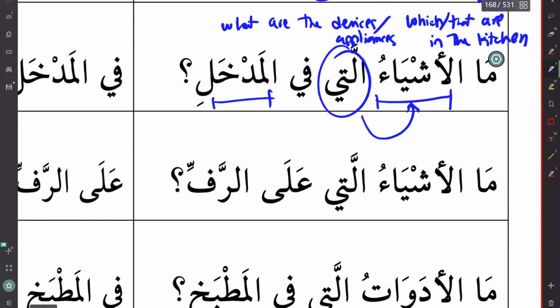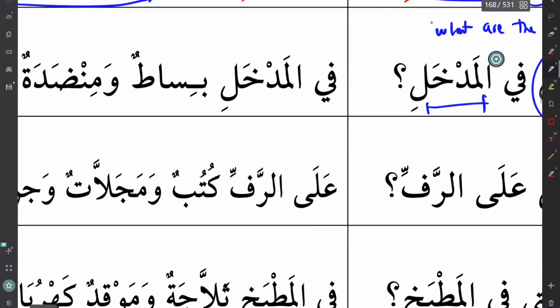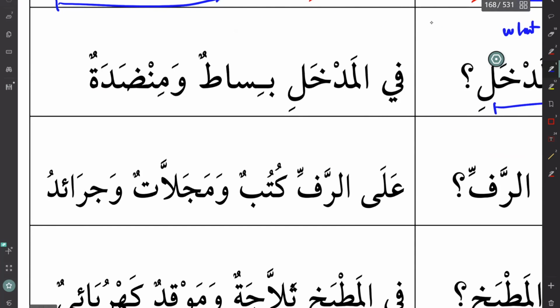And we have ما الأشياء التي على الرف. Similar structure, right? You should be able to translate this right now. So you say, what are the things that are on the, what is raf? Rack. What are the things that are on the rack? And you say, على الرف كتب ومجلات وجرائد. We had seen exactly the same sentence before.